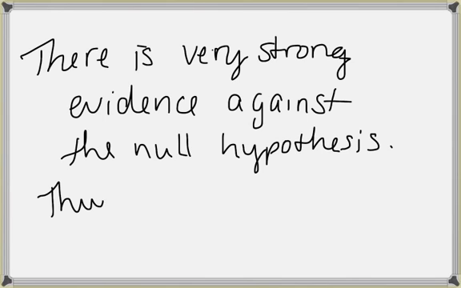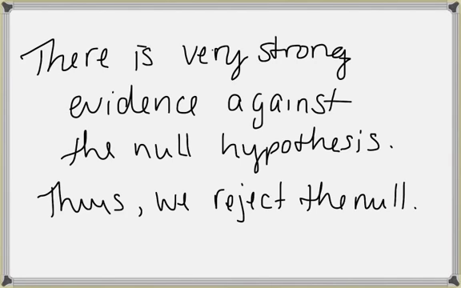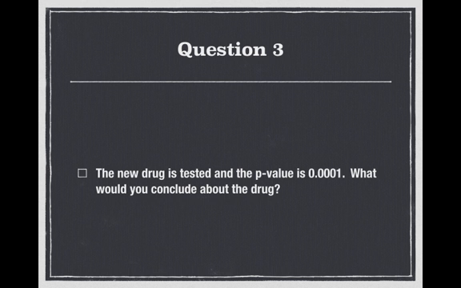Okay, thus we reject the null. Again, you cannot make the claim that the null is either true nor false. We just use the evidence that we have to support either accepting or failing to accept. So, such a small p-value is very strong evidence against the null. Thus, we reject the null in this case. Okay, so just a little bit on p-values, and hopefully that will be helpful when you actually come to calculate them.